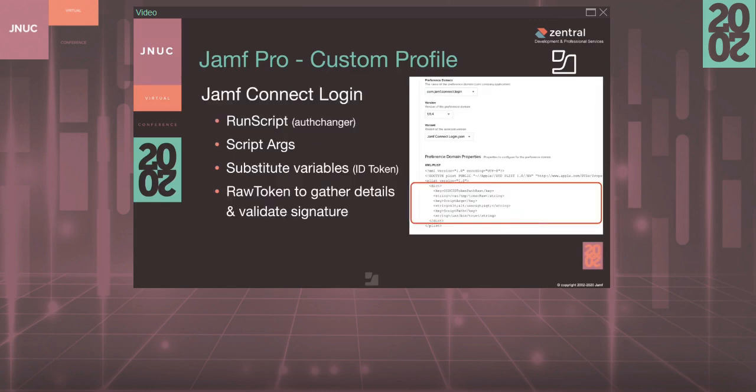Typically, the run script mechanism is triggered after full login based on the identity provider authentication. Some special script arguments can even replace variables extracted from the ID token. In our setup, we use the raw ID token. Jamf Connect already performed the verification, but the service issuing the certificate must verify the claims as well.